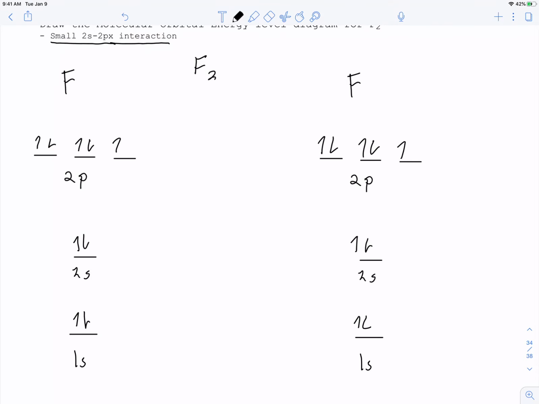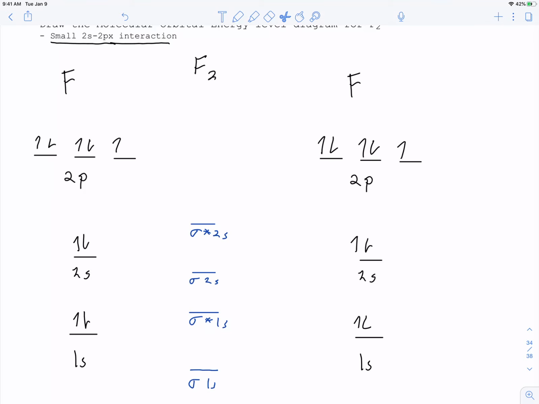Well, first, we're going to have our bonding orbitals. That's going to be sigma 1s, and then our anti-bonding, which is going to be sigma star 1s. We're going to do the same for the 2s. That's going to be sigma 2s and sigma star 2s. So let's move this down just so they're not interfering.